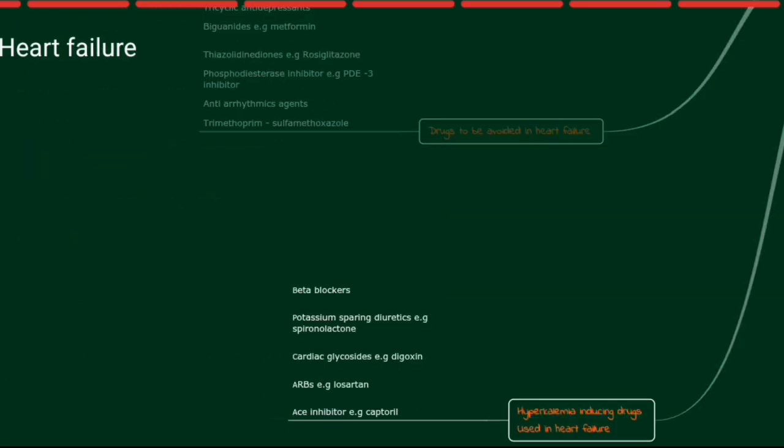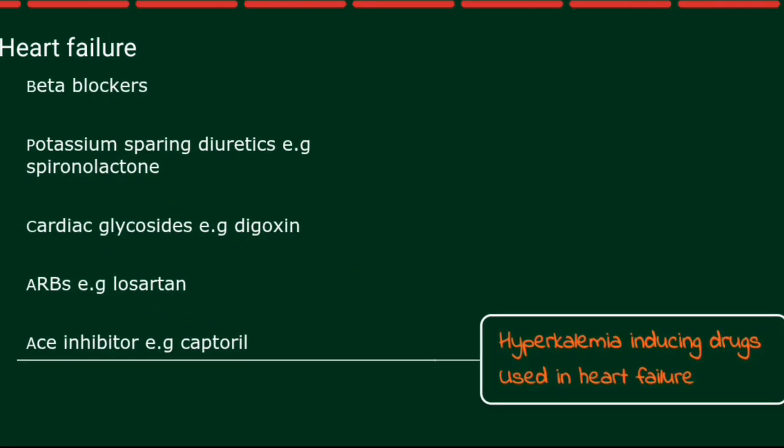Guys, hyperkalemia-inducing drugs that we can also use to treat heart failure. There are 5 of them. We can use them to treat heart failure, even though they are hyperkalemia-inducing drugs. Beta blockers, potassium sparing diuretics, cardiac glycosides, ARBs, and also the ACE inhibitor.